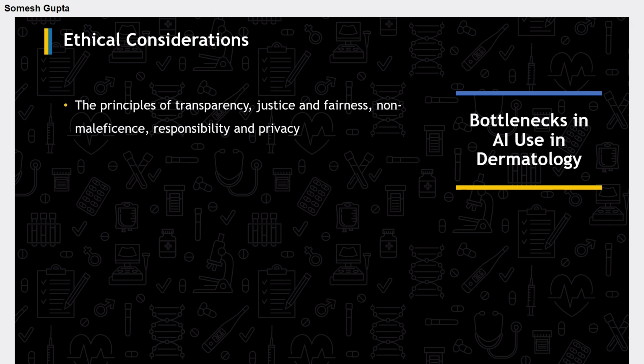Then ethical considerations: the principles of transparency, justice, and fairness. And apart from that, the issue of equity. There is a possibility that AI applications provide access mainly to already resource-rich settings, and the gap between resource-poor and resource-rich may further widen with the development of AI, although Christophe is working hard to bridge this gap by using African and Asian images and image databases.